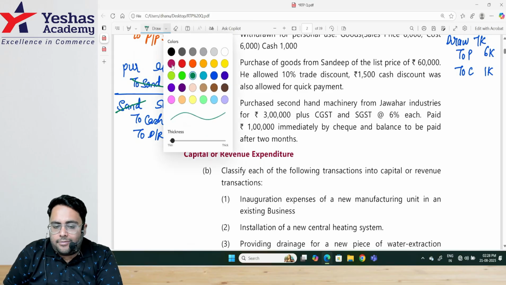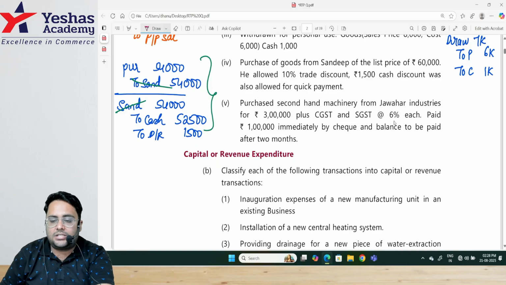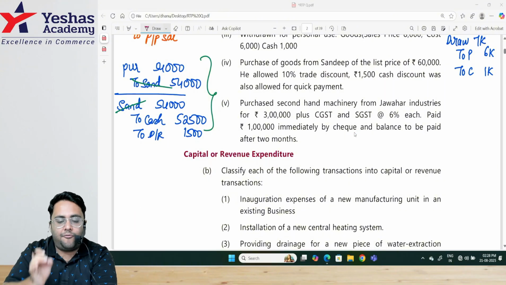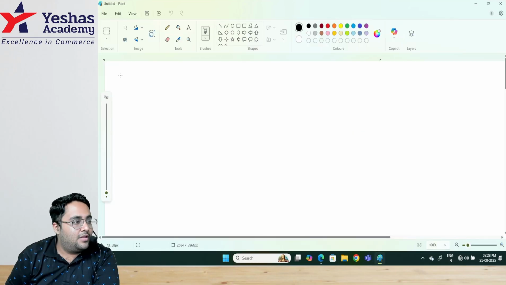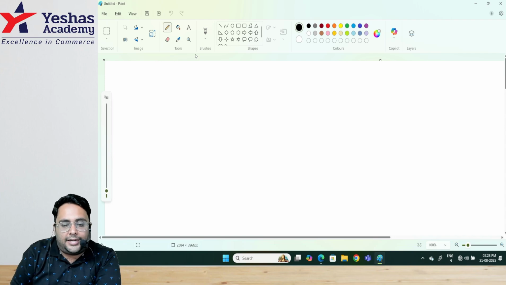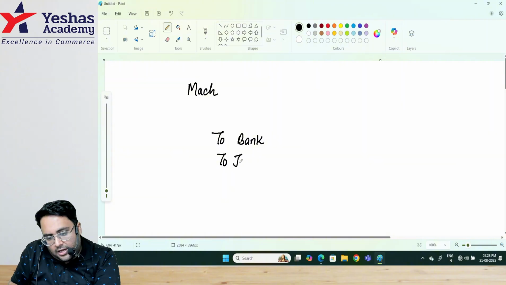Purchase of second hand machinery from Jawahar Industries for 3 lakh plus CGST, SGST 6%, paid 1 lakh immediately by cheque, balance to be paid after 2 months. I want you all to first tell me what is the journal entry for purchase of second hand machinery. Machinery account debited to bank, but in that there is a part payment being made and part is on credit. So what would you record? Machinery account debit to bank, to Jawahar Traders. Agree, yes or no? Yes, sir.